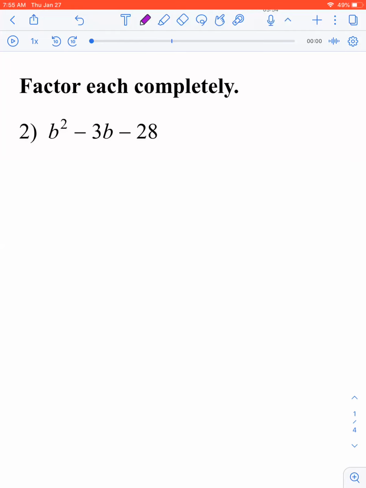We are factoring this. Now, if you want to change these to x's, that's fine. So x squared minus 3x, I kind of don't like the b's that much, minus 28. So the first thing you always do on every single factoring problem is find the GCF.